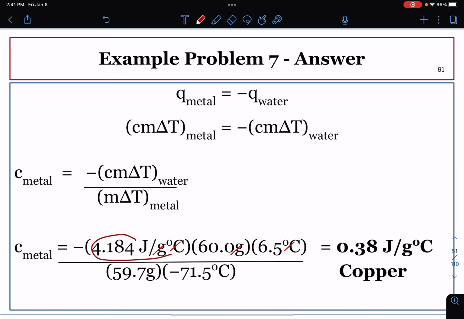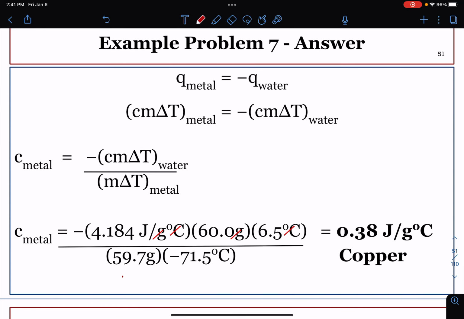So we have 4.184, which is the specific heat of the water. Then we have the mass of the water here, and we have the temperature change for the water. That is the final minus the initial, and that equals 6.5. Then we have the mass of the metal, and we have the temperature change of the metal. The temperature change of the metal is often the most confusing portion. The final temperature of the metal is the same as the water, which, if we look back at the problem, was 28.5. That's the final temperature because both the metal and the water are going to be the same temperature at the end.